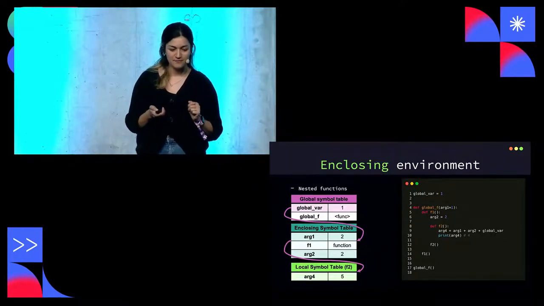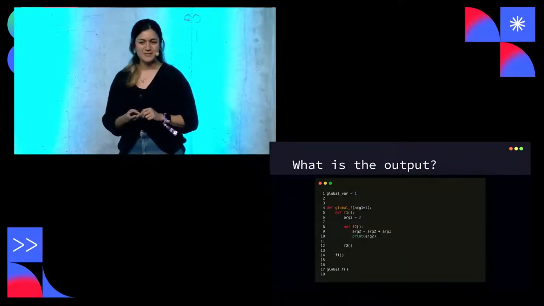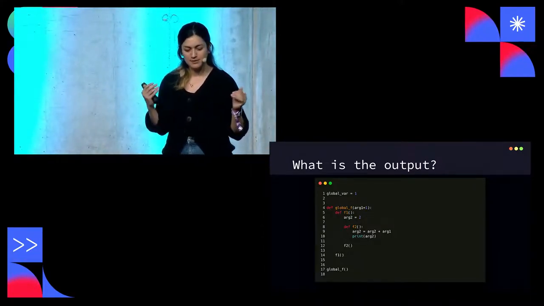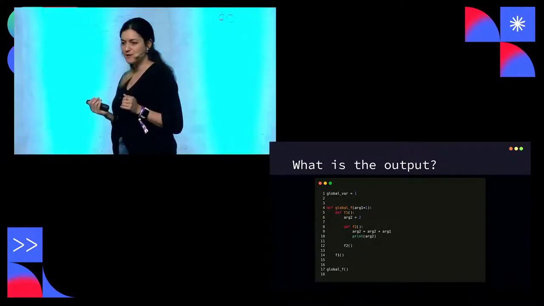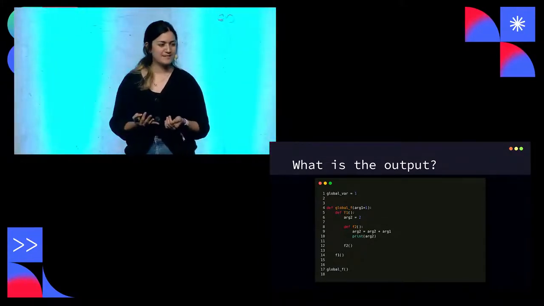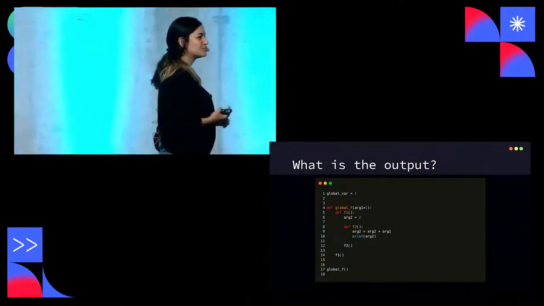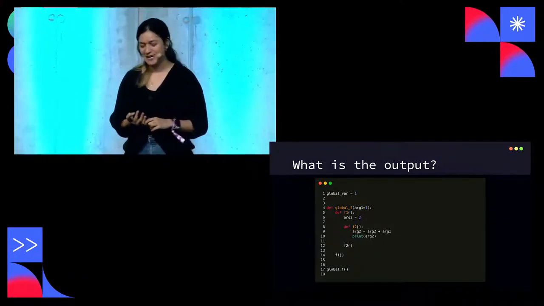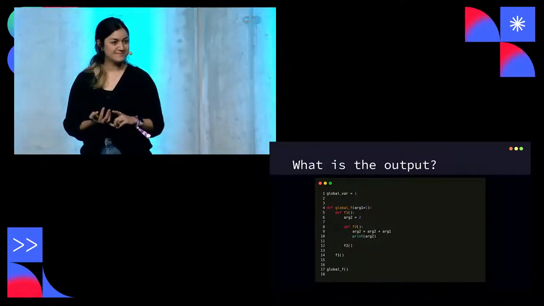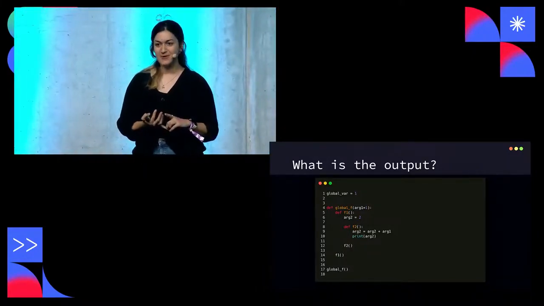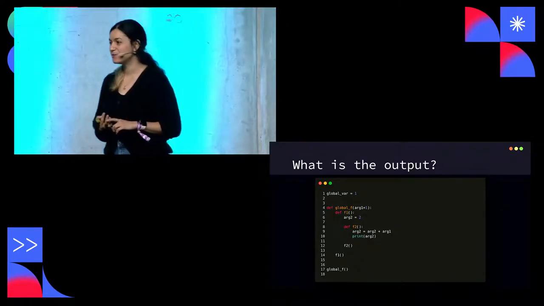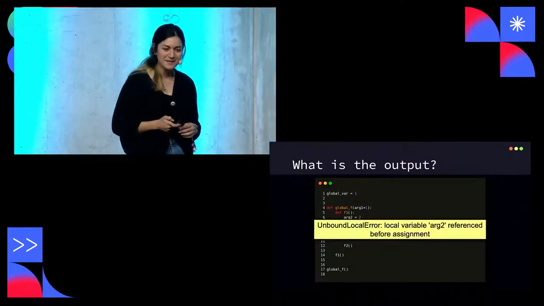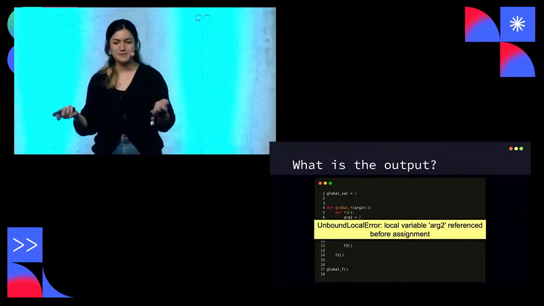So now I have a question for you. When you see this code, we have global var, we have arg2, and we want to see in line number 10 what is the value of arg2. Who thinks it will be 2? Nobody? OK. Who thinks it will be 3? OK. It might be 3, yeah? Who thinks it might be 3? OK. So same. Unbound local error, local variable arg2, reference before assignment.